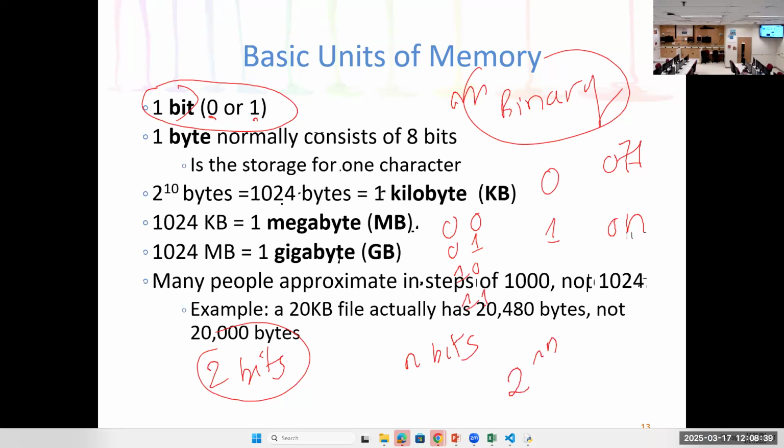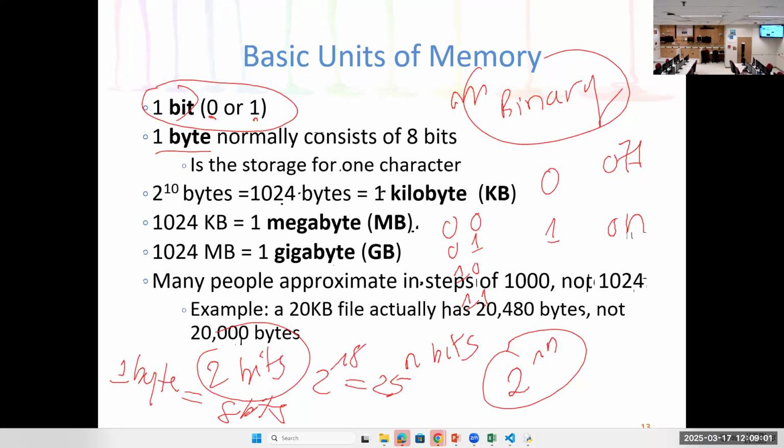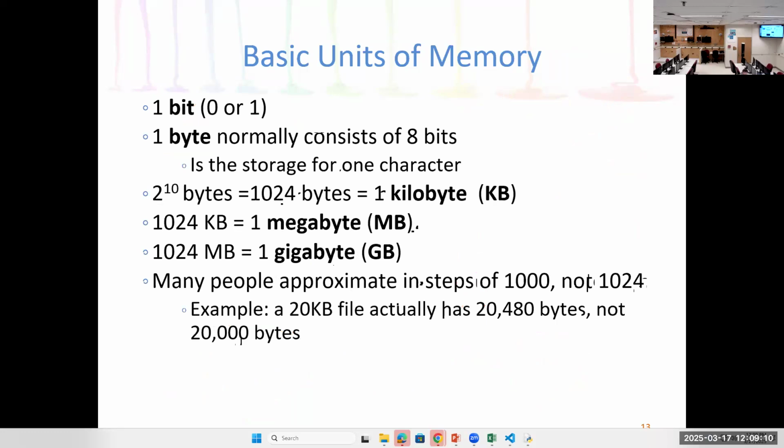n values. So in order to store information into the memory, they use the definition of bit and byte also. 1 byte has 8 bits. So for 8 bits, you have 2 raised to the power 8, which is 256 values you can store in 1 byte. Make sense?